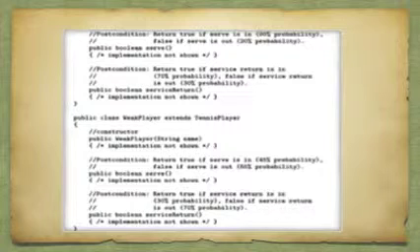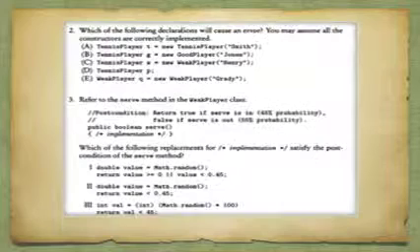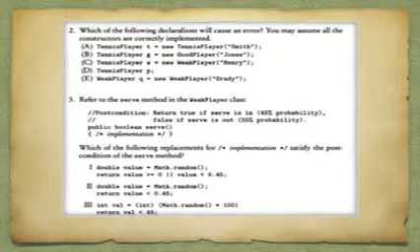First, we will go through this series of problems. Okay, let's see. Question 2. Which of the following declarations will cause an error? You may assume that all the constructors are correctly implemented. Okay, there are 5 choices. First, TennisPlayer t = new TennisPlayer("Smith").